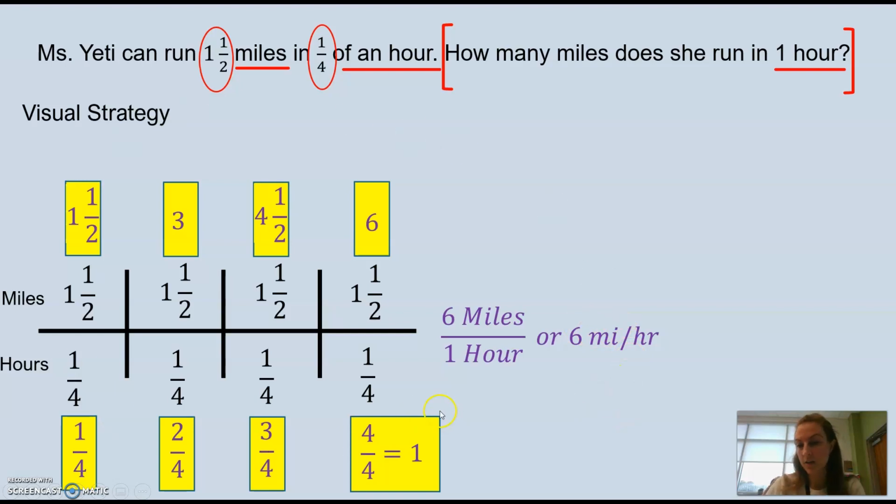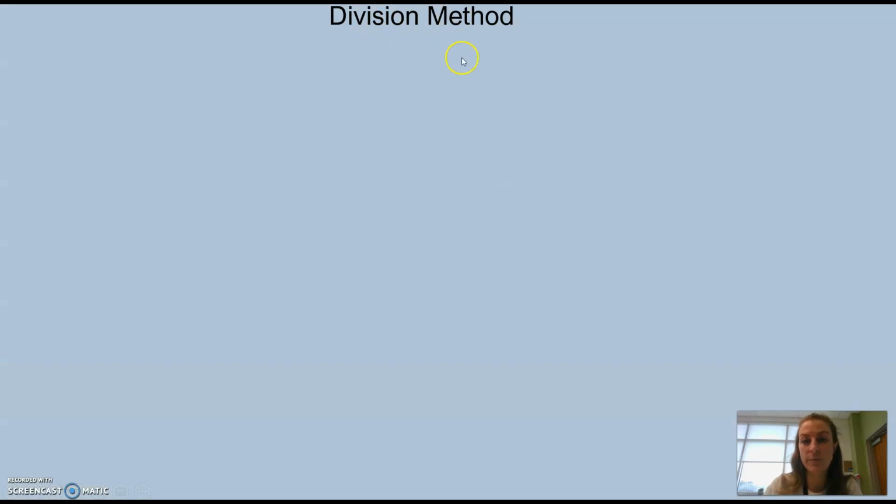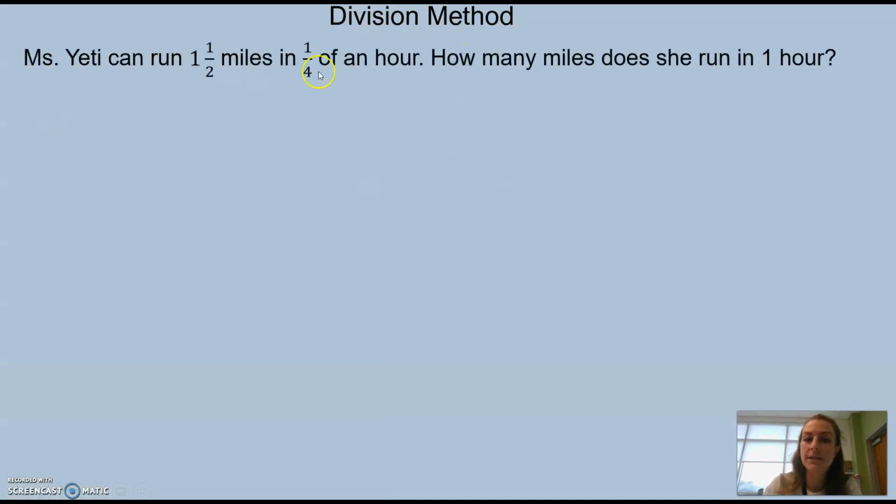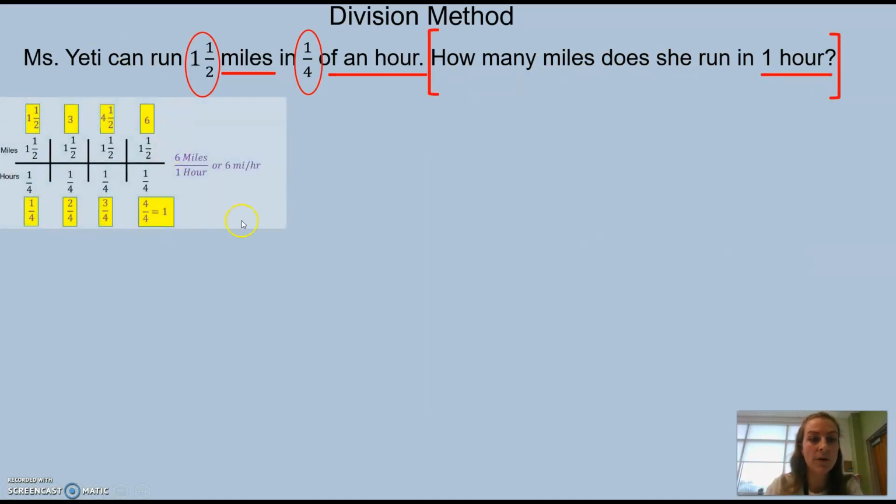Now this can be a lot to write out this way, so another way we're going to look at it is using the division method. So again, same information, same question, 1.5 miles in 1/4 of an hour. How many miles does she run in 1 hour? Still our question. I'm going to put our information from our last slide up here to use as a reference. But we're asking for 1 hour, how many miles?